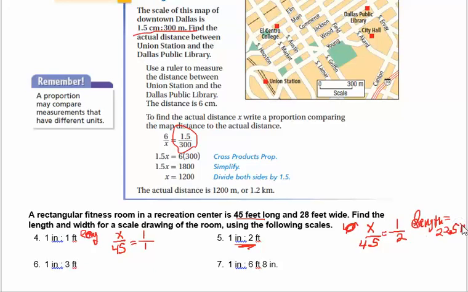And then you would repeat this for the width, except I'll use W for width, and that would be 28, but you would use the same scale of 1 to 2. And these will be in inches. So you do the same thing, except you'll find that this one is 14 inches. 2w equals 28, divide by 2, and you get your answer.